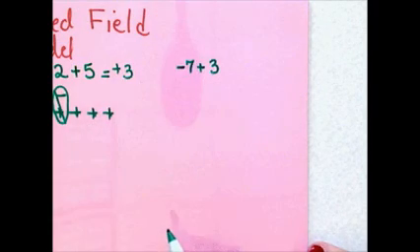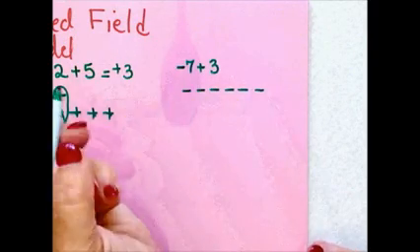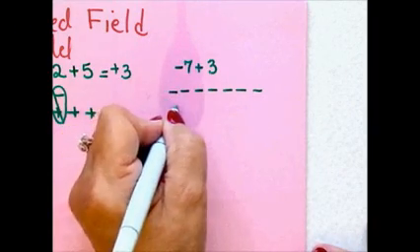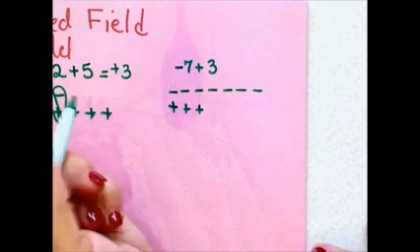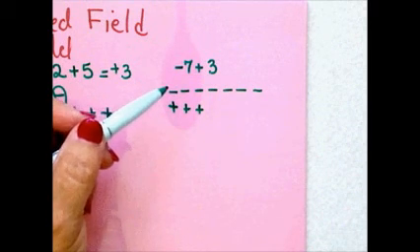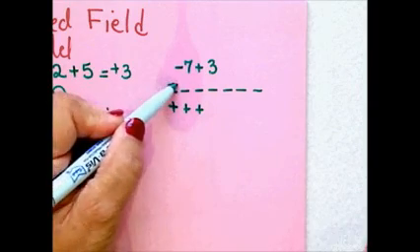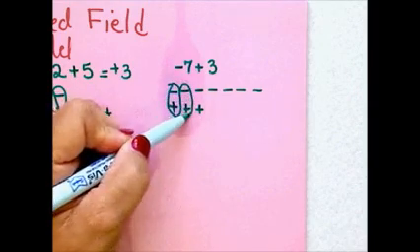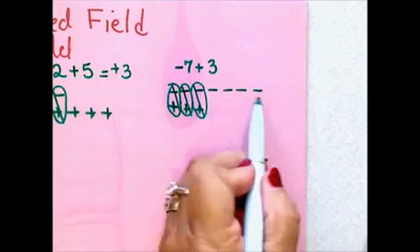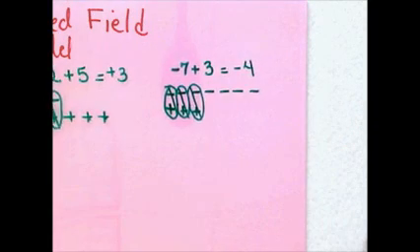Alright, so let's model negative 7 plus 3. So I have 7 negatives. And then to that, I'm going to add 3 positives. Okay? Now, I have different charge signs. And just like the chip model, I can't have negatives and positives both. I have to have one or the other, so we'll get rid of 0 pairs. And just get rid of those then. And so we're left with 4 negatives. Okay?